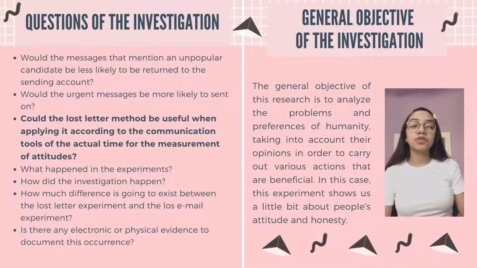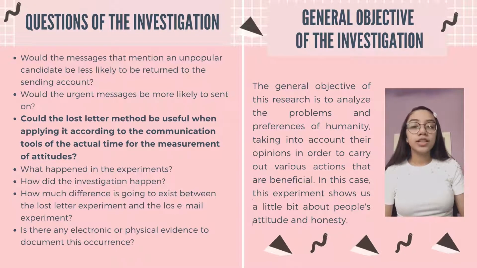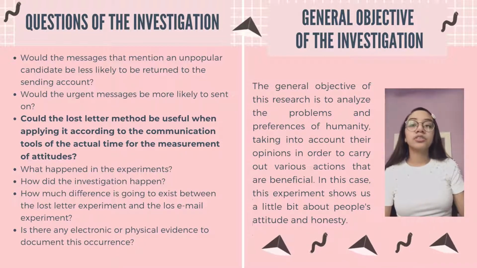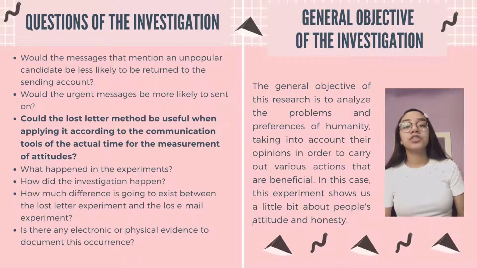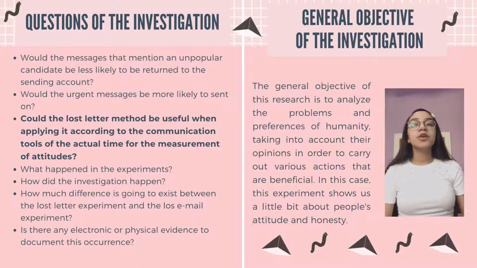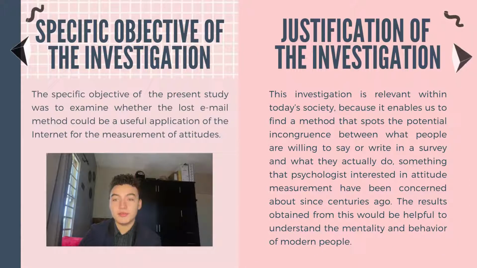The next point that I'm going to explain is the general objective of the investigation: to analyze the problems and preferences of humanity, considering their opinions in order to carry out various actions that are beneficial. In this case, this experiment shows us a little bit of people's attitude and honesty. Even with this, we can see the values that each one of them has. The specific objective of the present study was to examine whether the lost email method could be a useful application of the Internet for the measurement of the attitudes that people have.